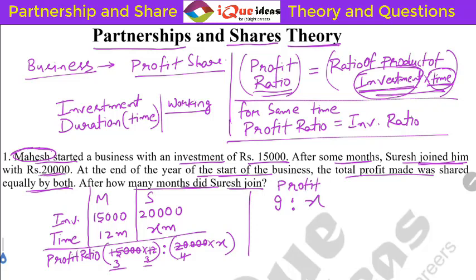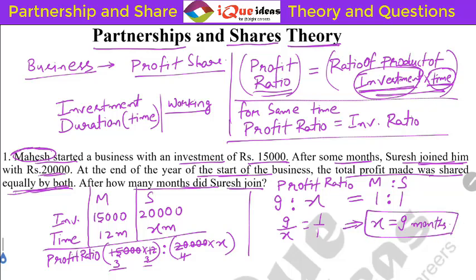But in this question, it is saying that they shared the profit equally. It means that the profit ratio must be 1:1 for Mahesh is to Suresh. Equally means the ratio should be 1:1. That is, 9 by X should be equal to 1/1. This clearly tells us that X is equal to 9 months. That means Suresh invested his amount for 9 months.